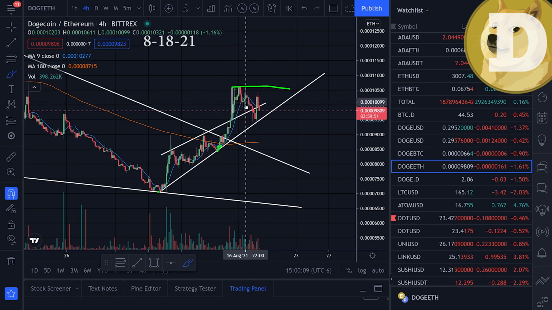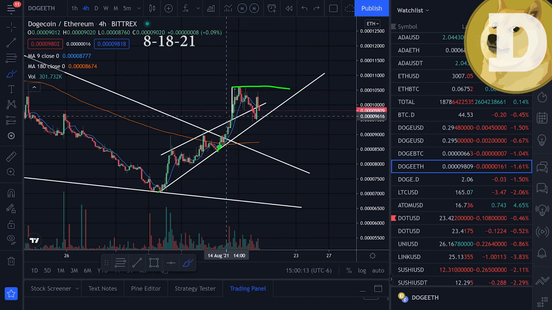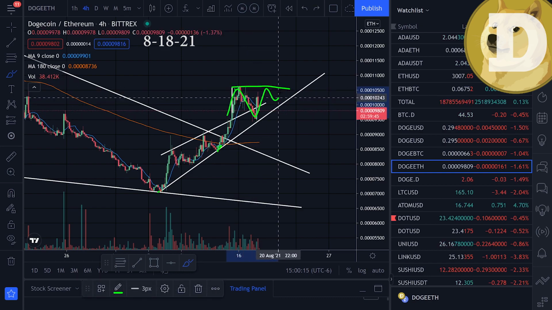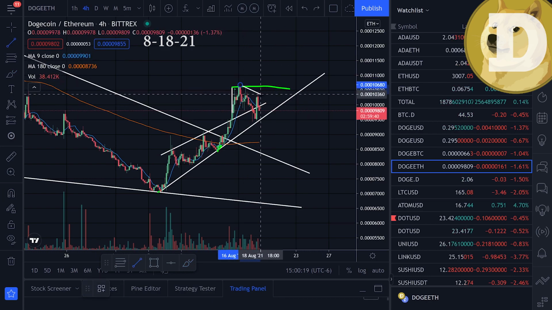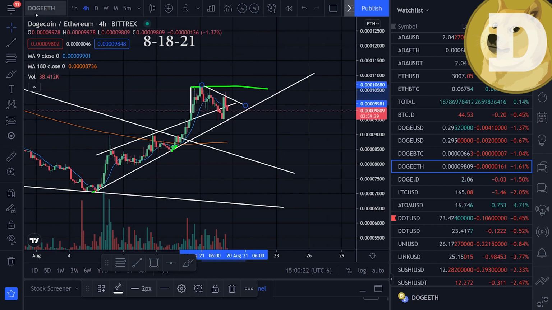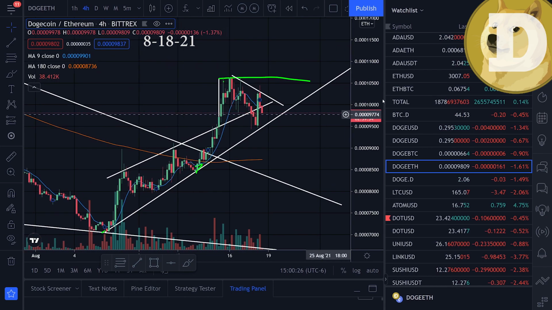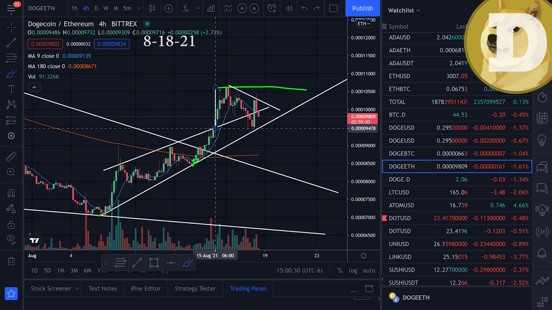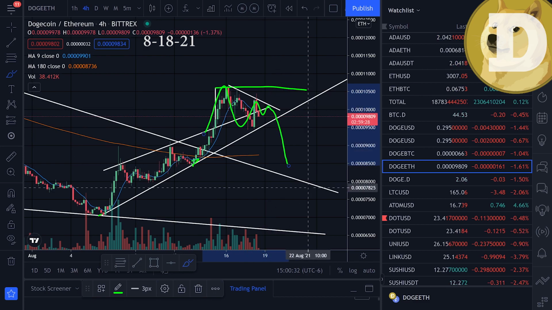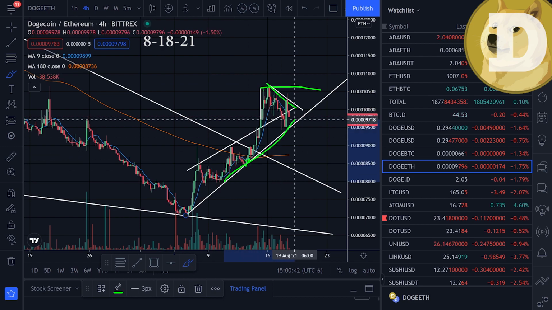Like I said in my last video, we had a double top right here and right here, so maybe we can kind of do this. I don't know, we're going to have to wait and see. Right now we're on a downtrend, something like this, on this chart too. Dogecoin to Ethereum. So basically, we don't know if Dogecoin is going to do better or if Ethereum is going to do better. We're still watching this downtrend and we're still watching this uptrend.